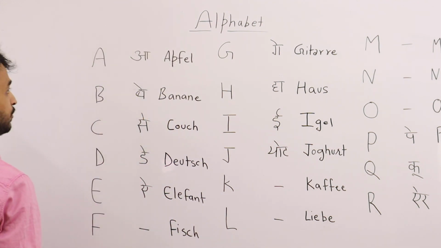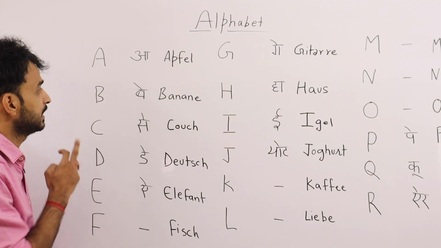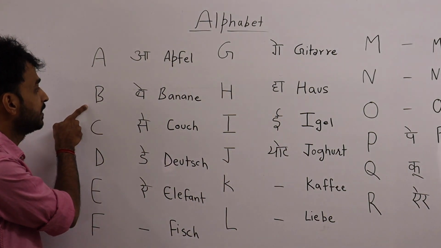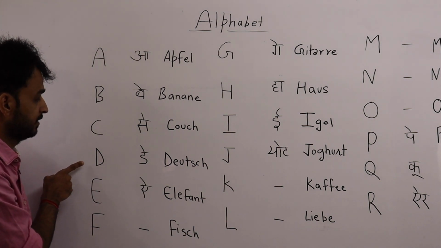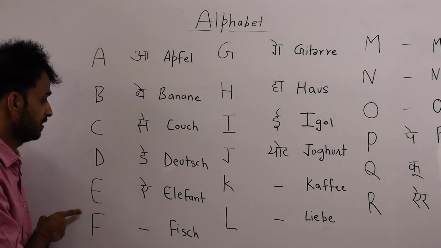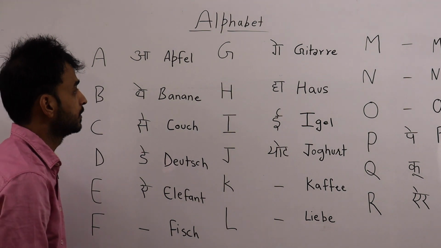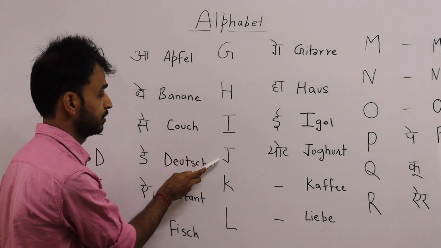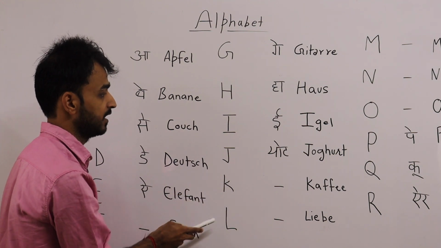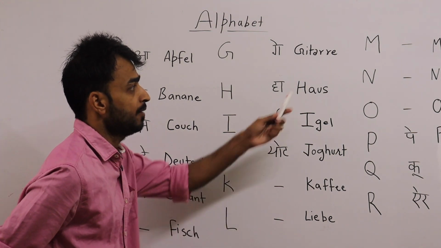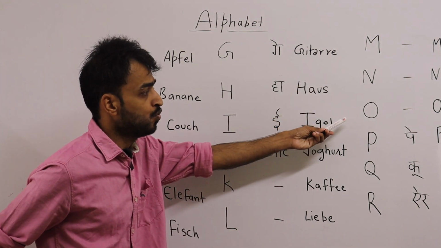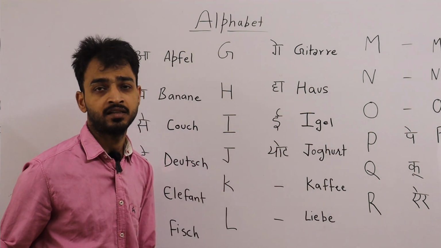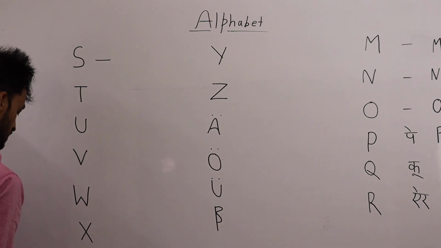Now I'll erase and write some other alphabets so that we learn faster. I hope it is clear. Once again I repeat A to R, then I will clean the board. A, B, C, D, E, F, G, H, I, J, K, L, then M, N, O, P, Q, R.